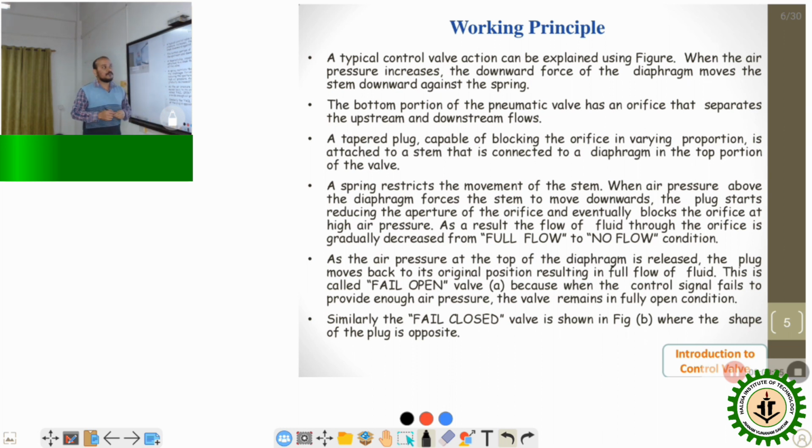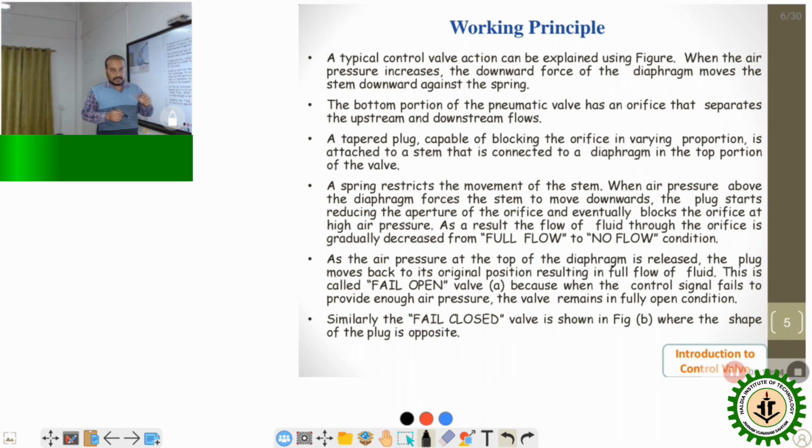The bottom portion of the pneumatic valve has an orifice that separates the upstream and downstream flows. We have already discussed this point. There is a tapered plug capable of blocking the orifice in varying proportions. As I already mentioned, in different proportions you can maintain the flow of the liquid: 10% opening of the valve, 20% opening of the valve, or you can make it an on and off type of valve as well. It is attached to a stem that is connected to a diaphragm in the top portion of the valve.